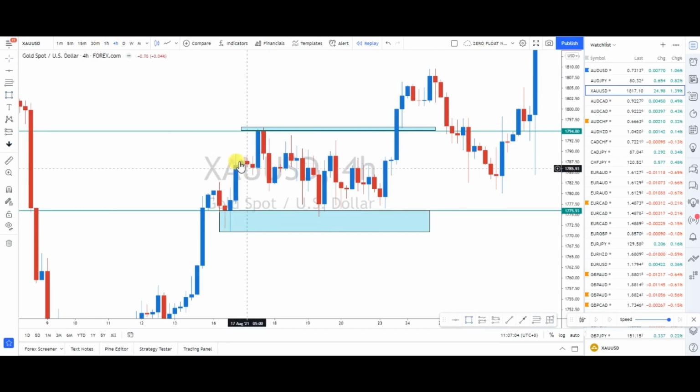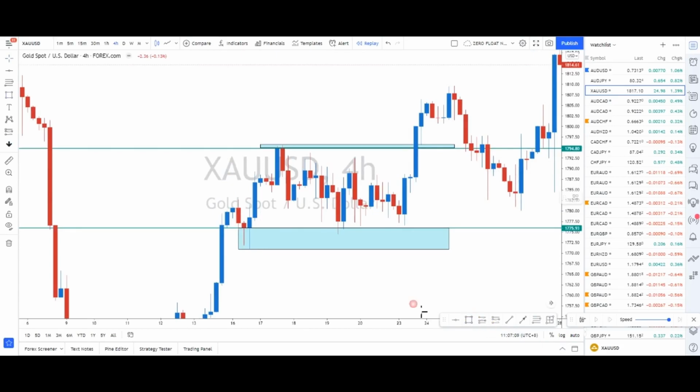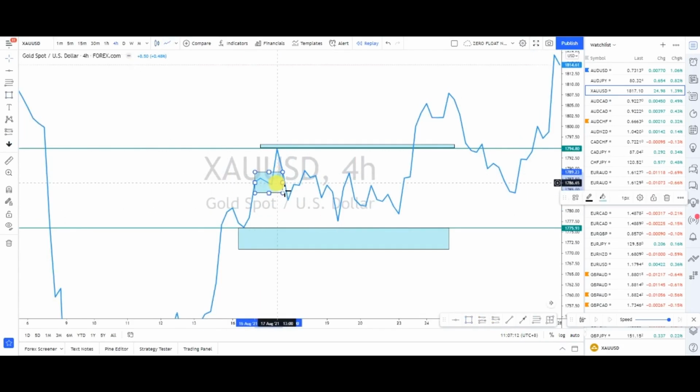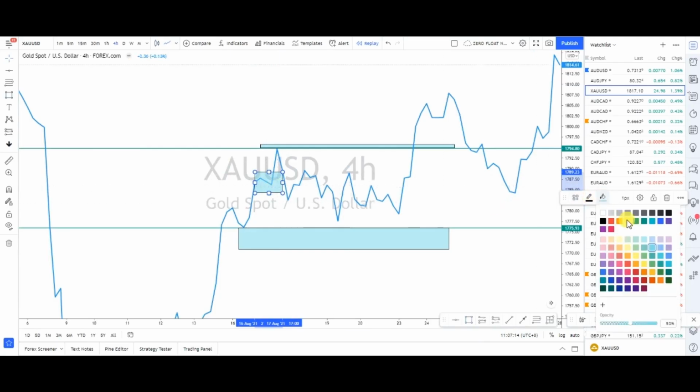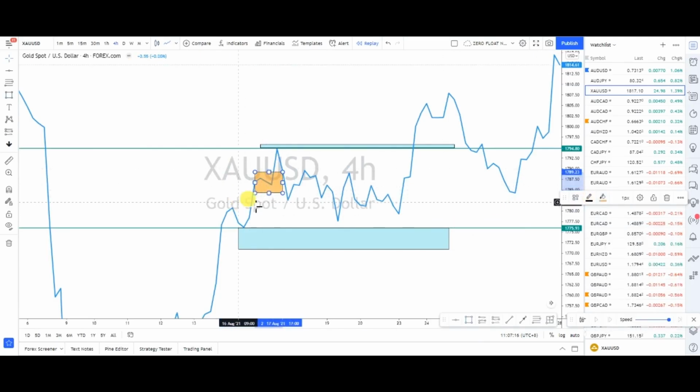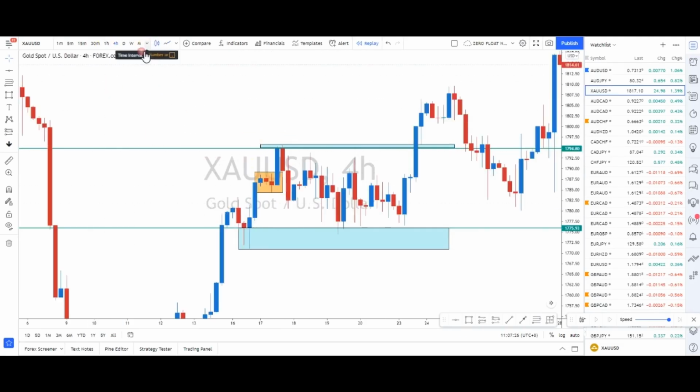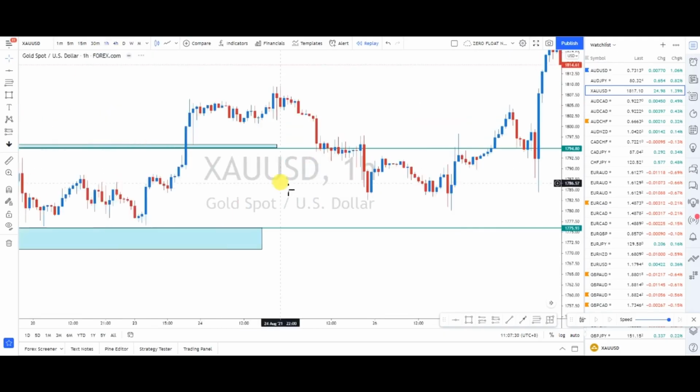Okay, next we go to the H1. Here we need to mark the second movement. So I'm going to mark the second movement for you first. Go here. See, this is second movement. Beautiful, isn't it? So it has a N shape. So second movement. Next, what we should do is when price comes back to the area, then we will monitor the zone.